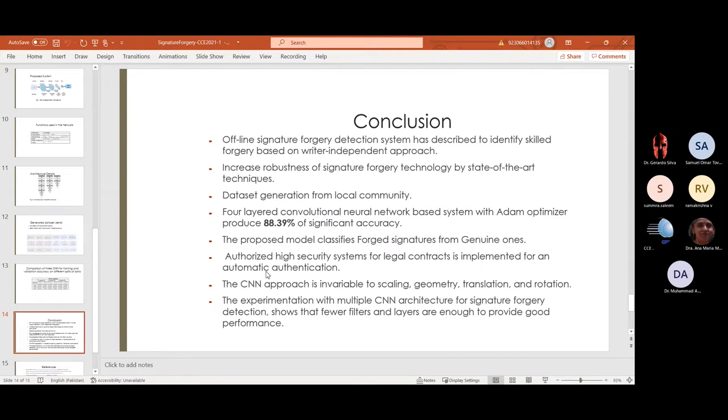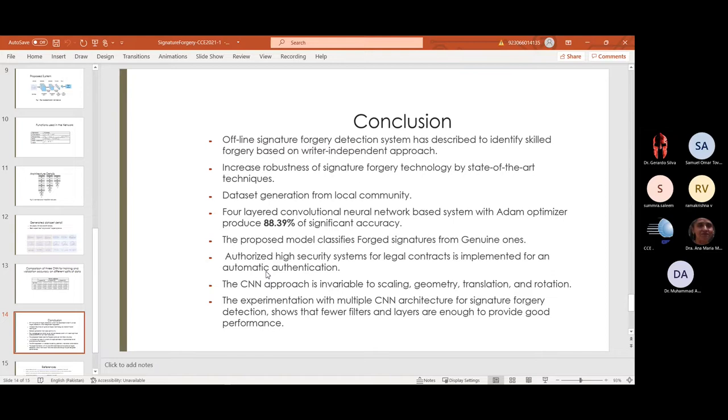Finally, I conclude my work. An offline signature forgery detection system has been described to identify skilled forgery based on a writer-independent approach. It increases the robustness of signature forgery technology using state-of-the-art techniques. The dataset was generated from the local community; we handle a real-world problem and involve the local community to provide the data. The four-layer convolution network-based system with the Adam optimizer produced a significant accuracy of 83.39. The proposed model classifies forged signatures from genuine ones. An authorized high-security system for legal contracts is implemented for automatic authentication.